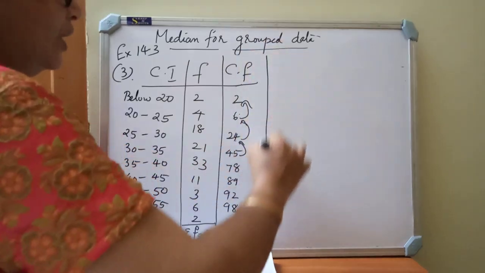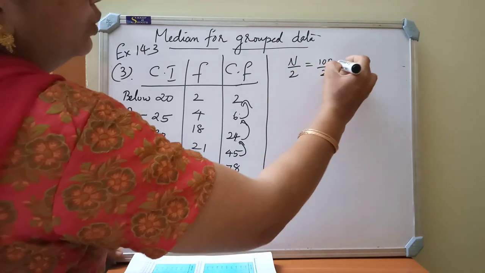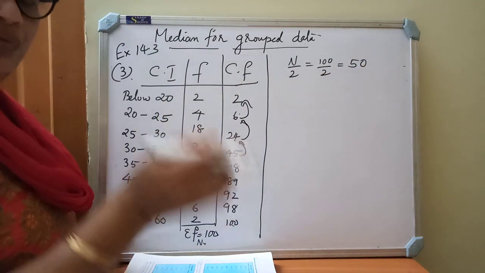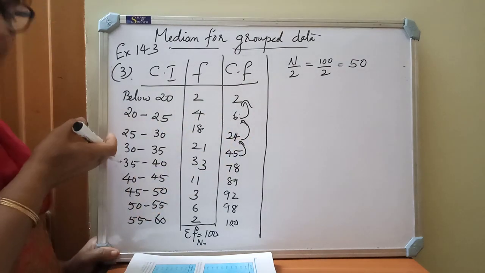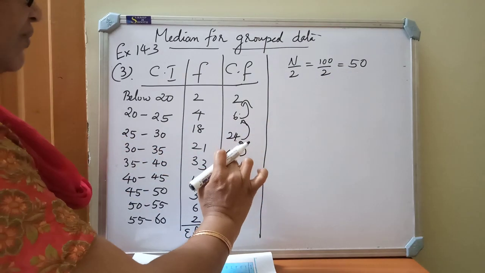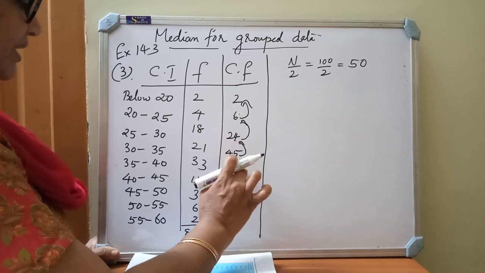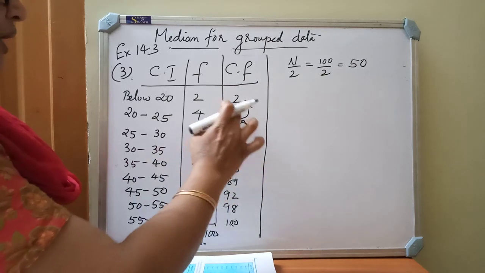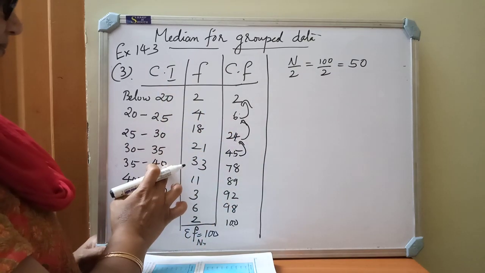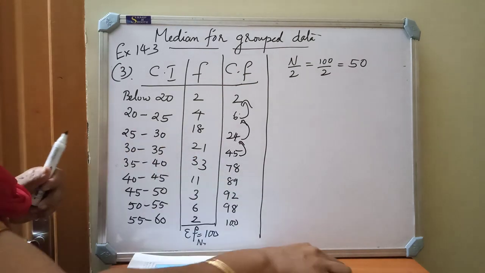First what we have to do? We must find out the value of n by 2. N by 2 is equal to 100 divided by 2, that is 50. Okay. So cumulative frequency 50, in which class interval does it lie? That class interval is the median class. So 50, till the 4th class, that is till 45 it is coming. So greater than 45 and less than 78 comes under the 1, 2, 3, 4, 5th class. So 35 to 40, we will call this as our median class.